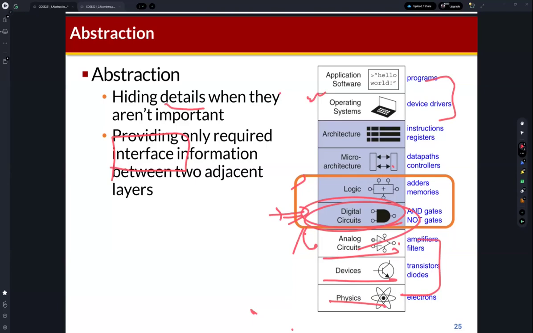But we need to understand some boundary knowledge, it is an interface, right? So in order to use the lower layer of a computer system, we need to understand the interface between layers, okay? So this is the abstraction. So abstraction is a very important concept in computer engineering.